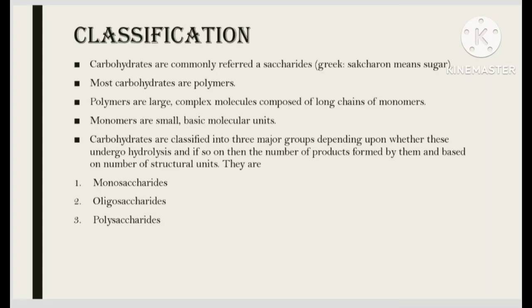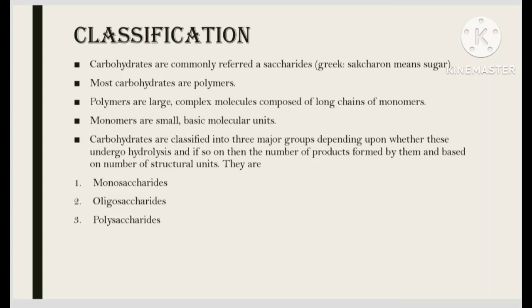In Greek, saccharin means sugar. Most carbohydrates are polymers. Polymers are large, complex molecules composed of long chains of monomers. Monomers are small, basic molecular units. Carbohydrates are classified into three major groups depending upon whether they undergo hydrolysis, and if so, the number of products formed by them, and based on the number of structural units.